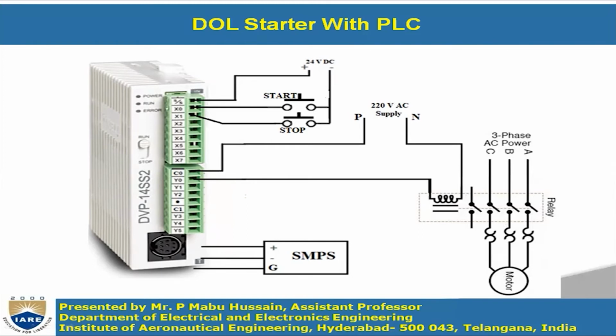Okay, so this is about the DOL starter, right? Now whenever you press the stop button, this coil has to de-energize, and all three poles should be open and the motor be off. The start button is connected to X0 and the stop button is connected to X1. Whenever you press the start button, X0 will be energized, and Y0 has to be energized whenever X0 is energized. That is the program.